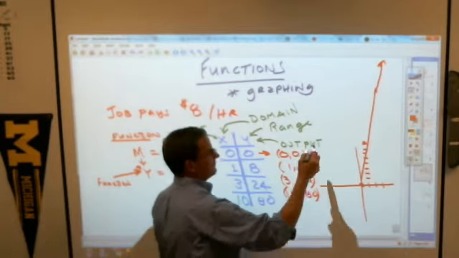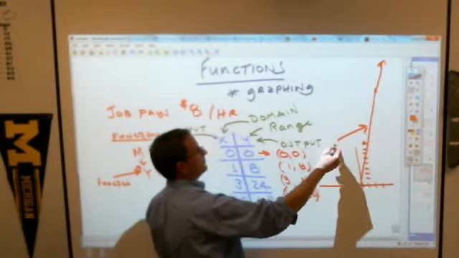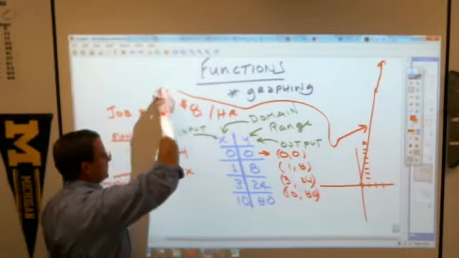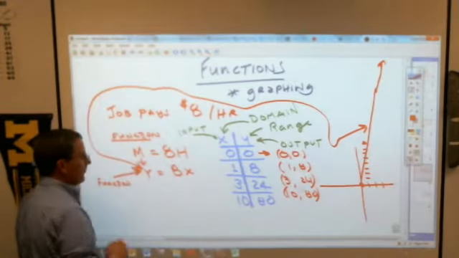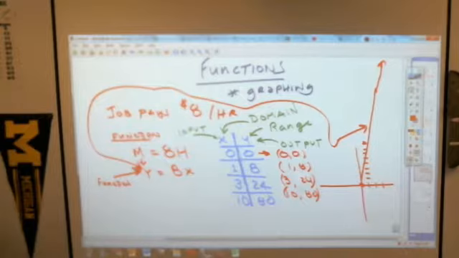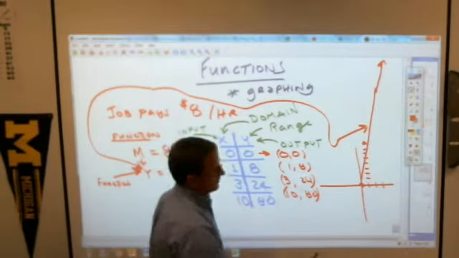This would be the graph of, I guess I have to go all the way over here. That. Does that sound exciting or not?